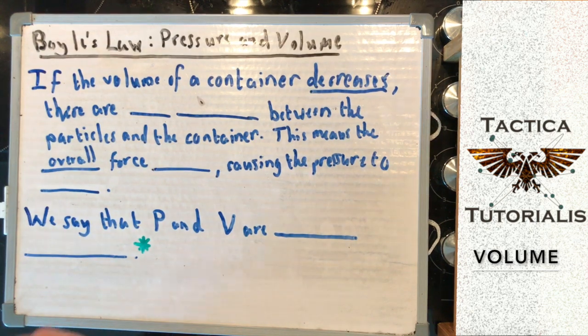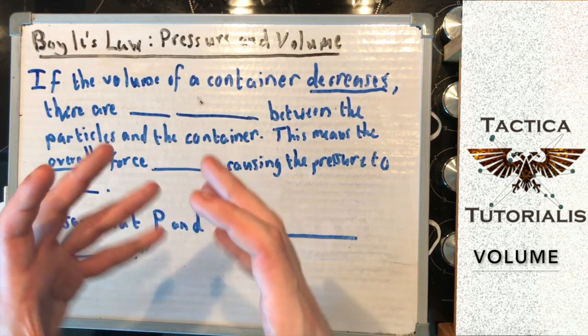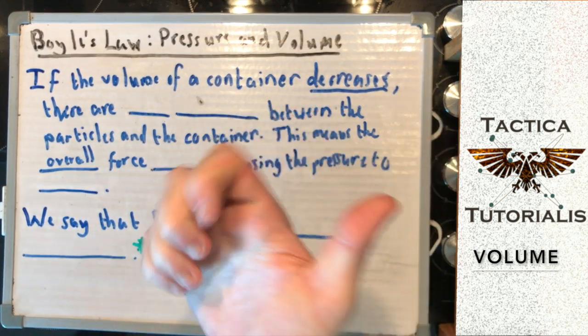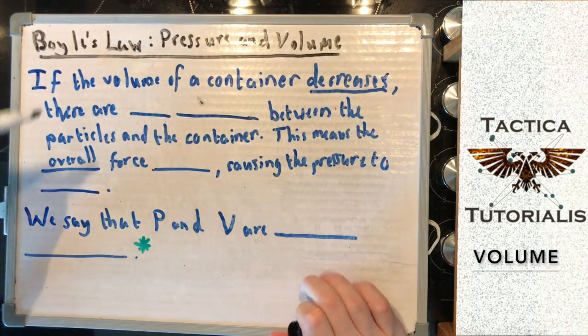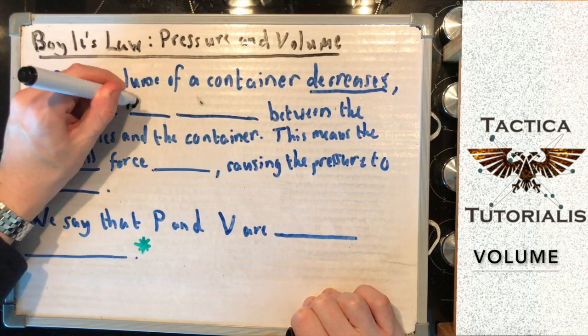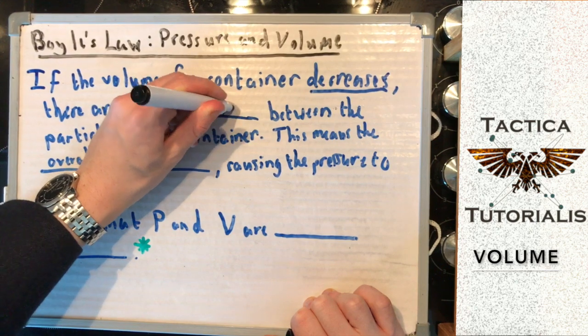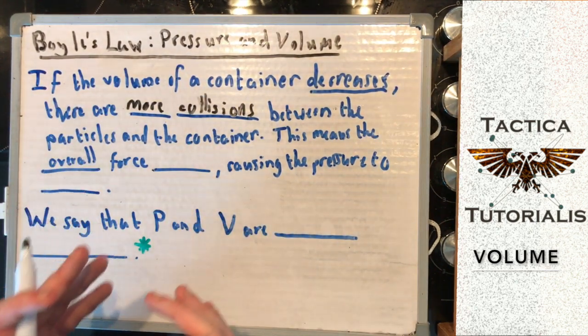Or you could think of it, for example, as having a sort of half stiff balloon and squeezing it down a little bit, or anything like that, or just pressing down on a syringe is probably the best example I can give you. If that happens, then what's going to happen to the collisions between the gas particles and the container? Well, there's going to be more of them, because the particles are now packed together in a smaller space.